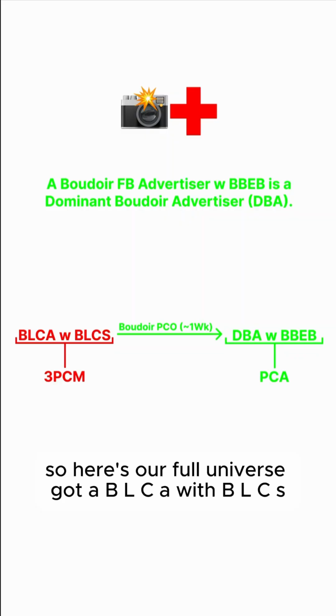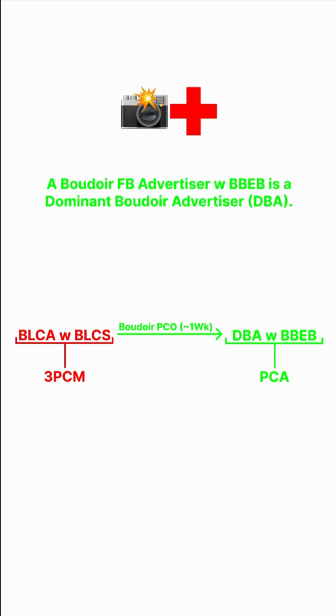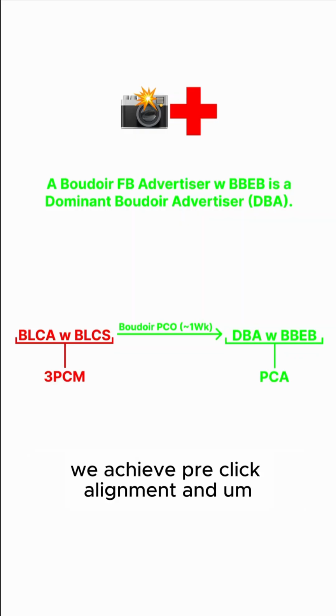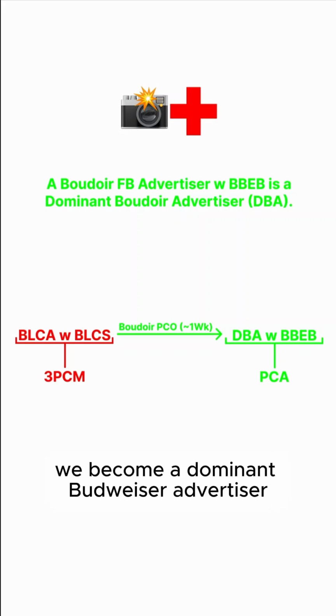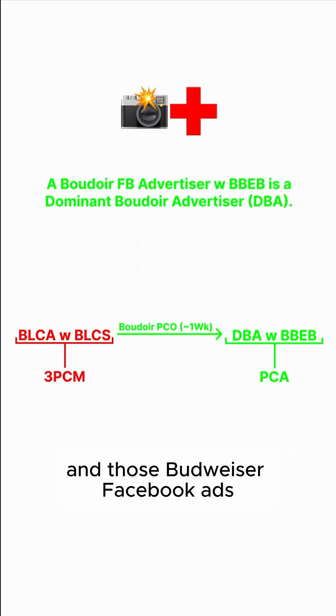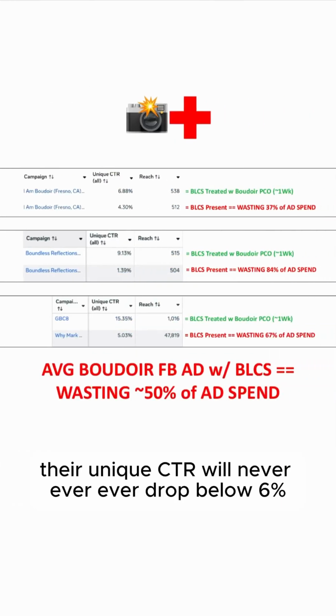So here's our full universe. Got a BLCA with BLCS. It's caused by the 3 pre-click mistakes. Solution with Boudoir Pico takes about a week. We achieve pre-click alignment, and we become a dominant Boudoir advertiser with Boudoir brain entry boost. And those Boudoir Facebook ads, their unique CTR will never, ever, ever drop below 6%.